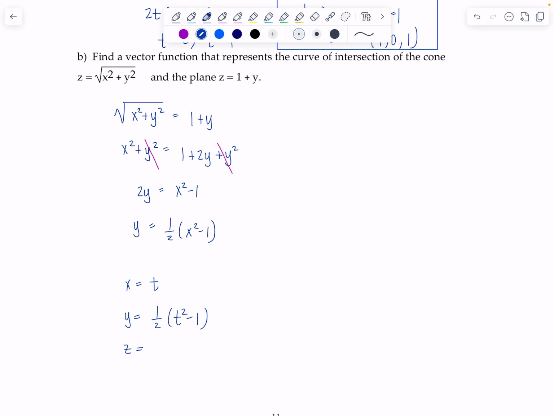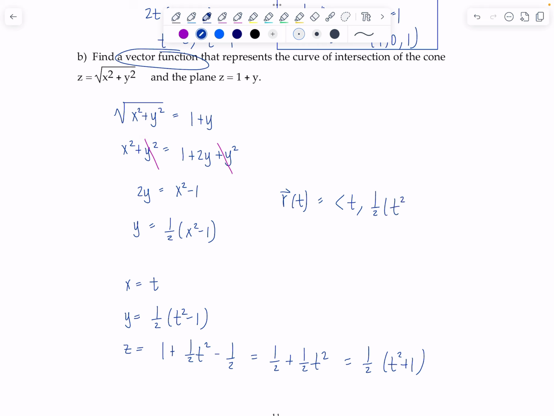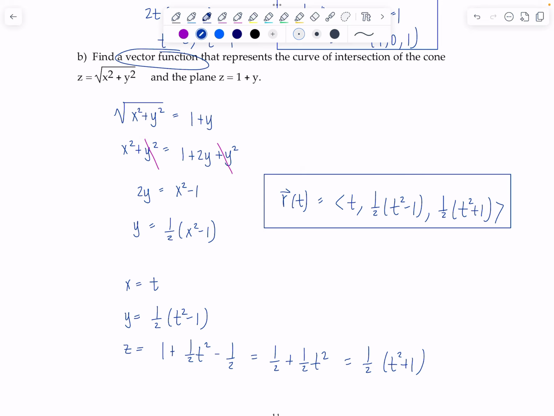And then you just have to define z in terms of t now. So you go, do I want to do this one or do I want to do this one? The plane equation looks better. So the plane equation is 1 plus y, which is 1/2 t squared minus 1/2. So this is positive 1/2 plus 1/2 t squared, which is 1/2 times t squared plus 1. So there we go. I'm going to write it now as a vector function as the problem asked. So r of t is t, 1/2 times t squared minus 1, and then 1/2 times t squared plus 1. Done. Okay, cute.